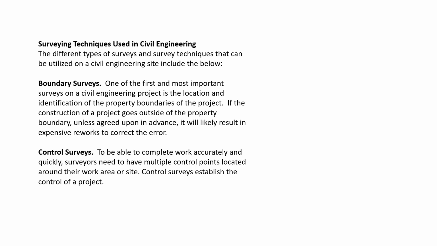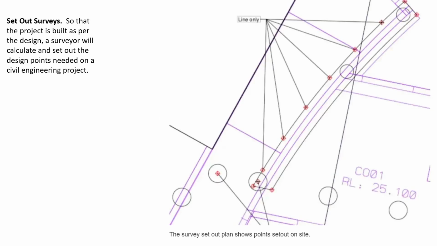Control survey. To be able to complete work accurately and quickly, surveyors need to have multiple control points collected around their work area or site. Control surveys establish the control of a project. And set out surveys. Set out so that the project is built as per the design. A surveyor will calculate and set out the design points needed on a civil engineering project.